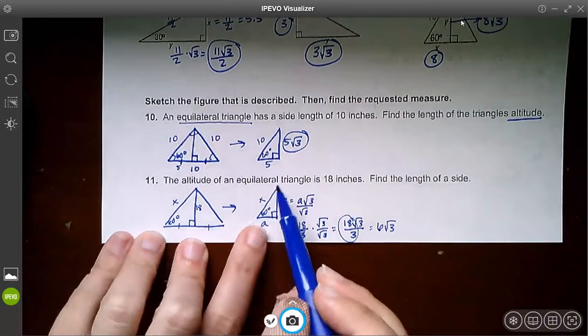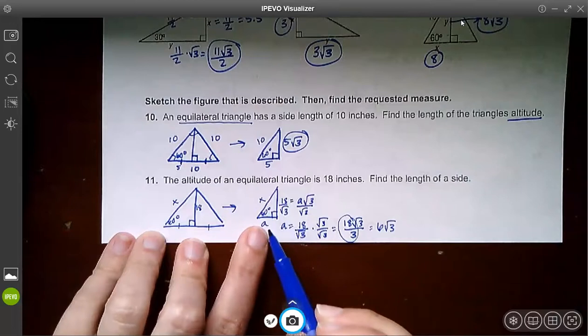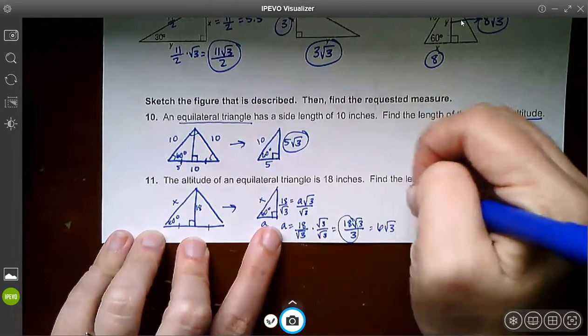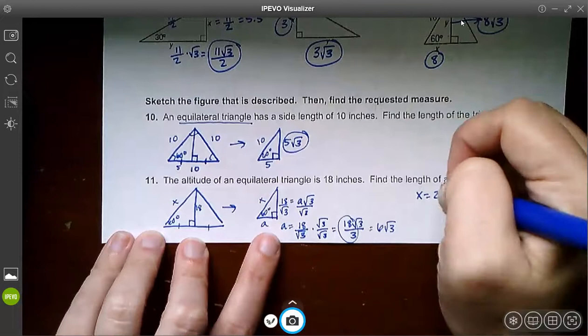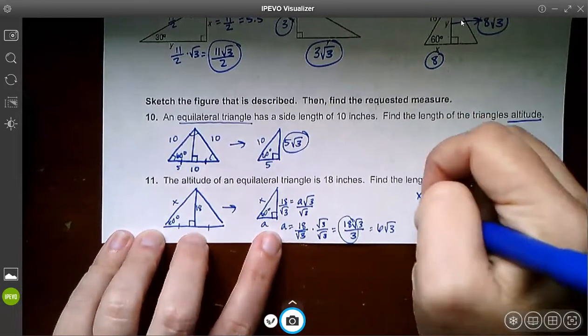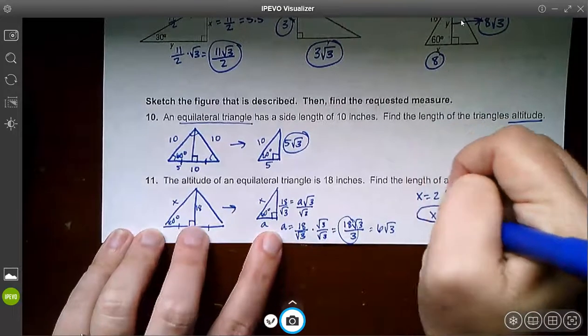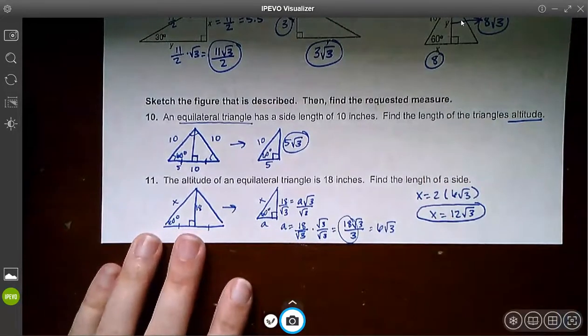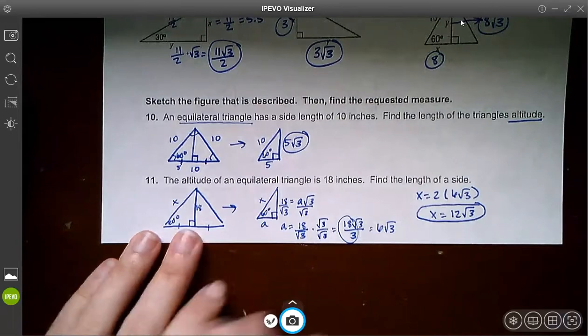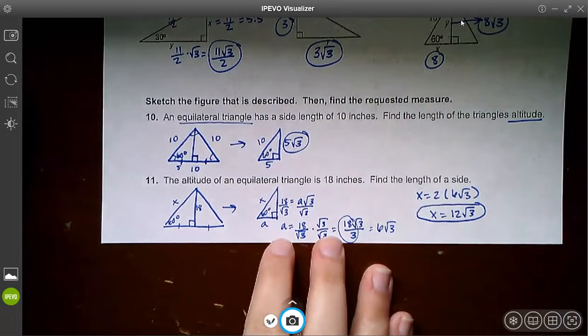To find the length of the hypotenuse here, remember that's twice this one, so x is going to equal 2 times 6 root 3, which is 12 root 3. Feel free to stop and process.